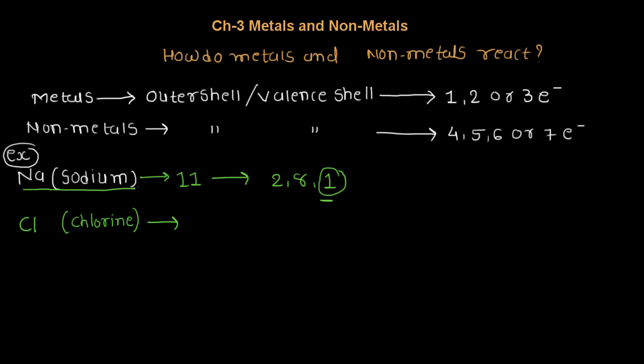Let us take another example, which is chlorine. We all know the atomic number of chlorine is 17. So the electron configuration will be 2, 8 and 7. In this electron configuration, you can see there are 7 electrons in its valence cell, so it is a non-metal. Chlorine is a non-metal.